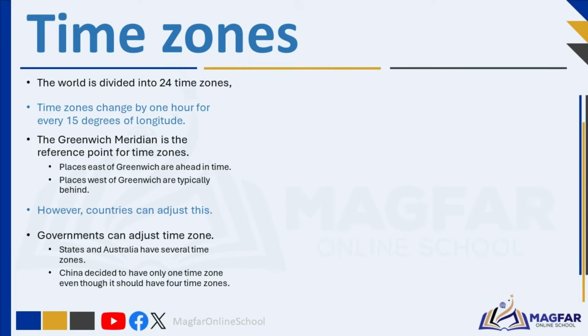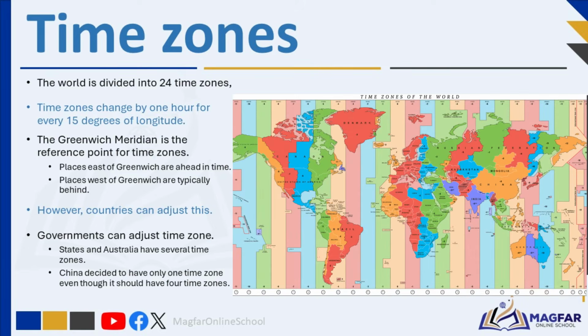The world is divided into 24 time zones, like slices of an orange. Each zone has a standard time. Time zones change by 1 hour for every 15 degrees of longitude. The prime meridian is the reference point for time zones. Places east of Greenwich are generally ahead in time. Places west of Greenwich are typically behind.